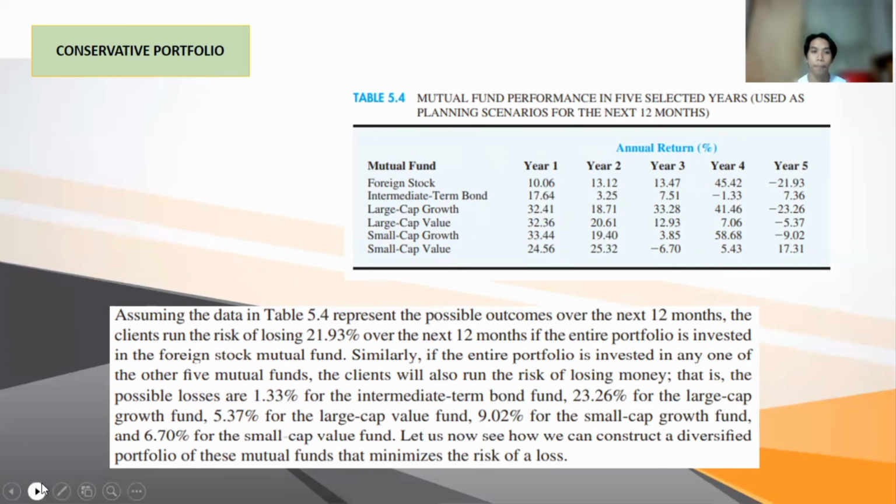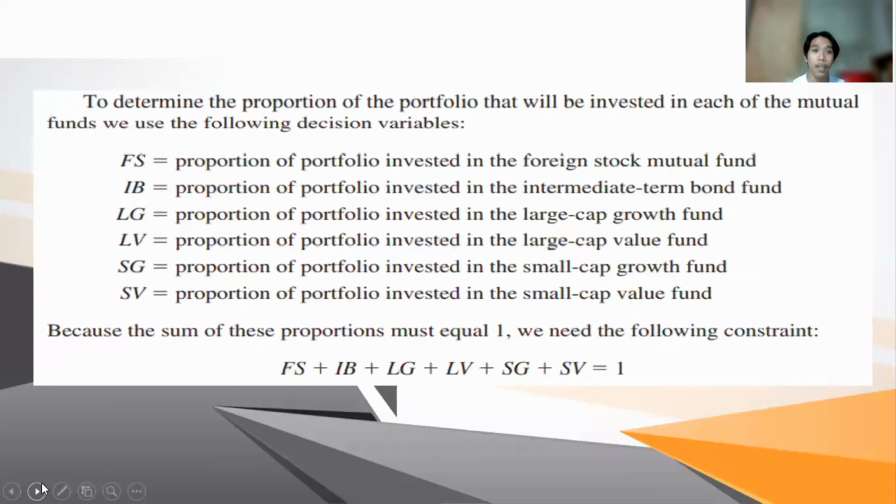Now, to determine the proportion of the portfolio that will be invested in each of the mutual funds, we use the following decision variables. FS equals the proportion of the portfolio invested in the foreign stock mutual fund. IB, which stands for intermediate term bond fund, is the proportion of the portfolio invested in the intermediate term bond fund. LG equals the proportion of the portfolio invested in the large cap growth fund. LV equals the proportion of the portfolio invested in the large cap value fund. SG equals the proportion of the portfolio invested in the small cap growth fund. Then SV equals the proportion of the portfolio invested in the small cap value fund.